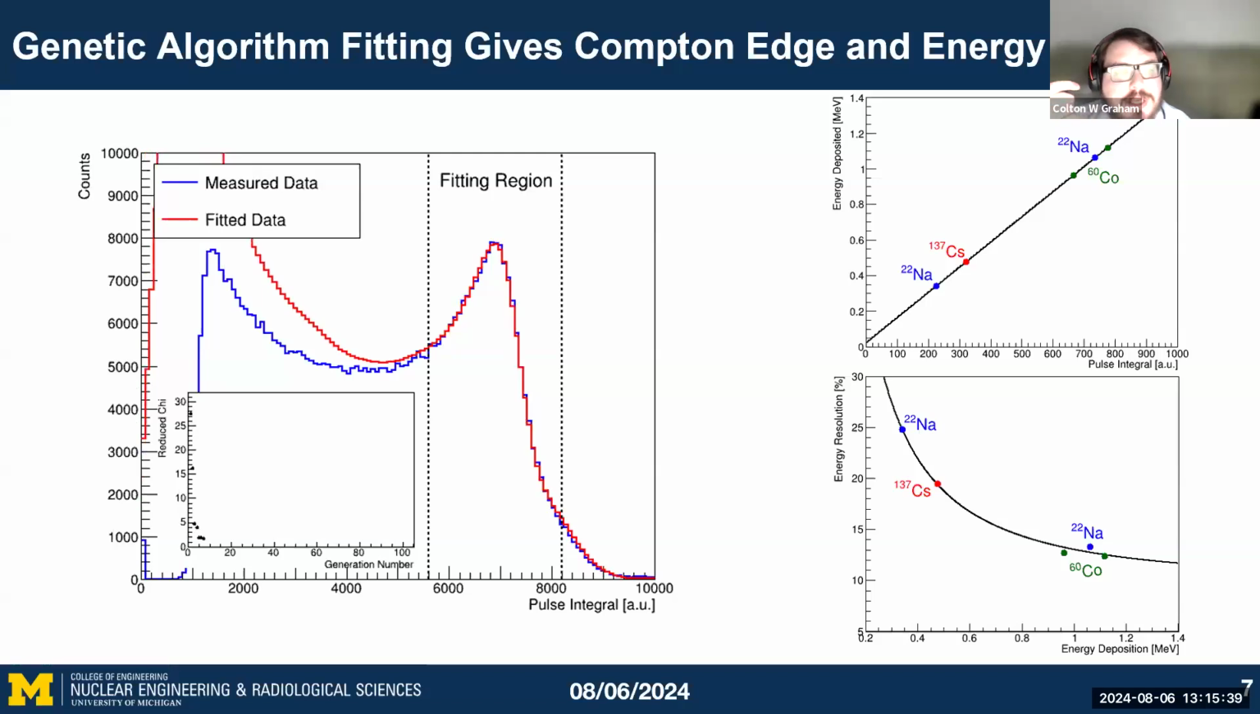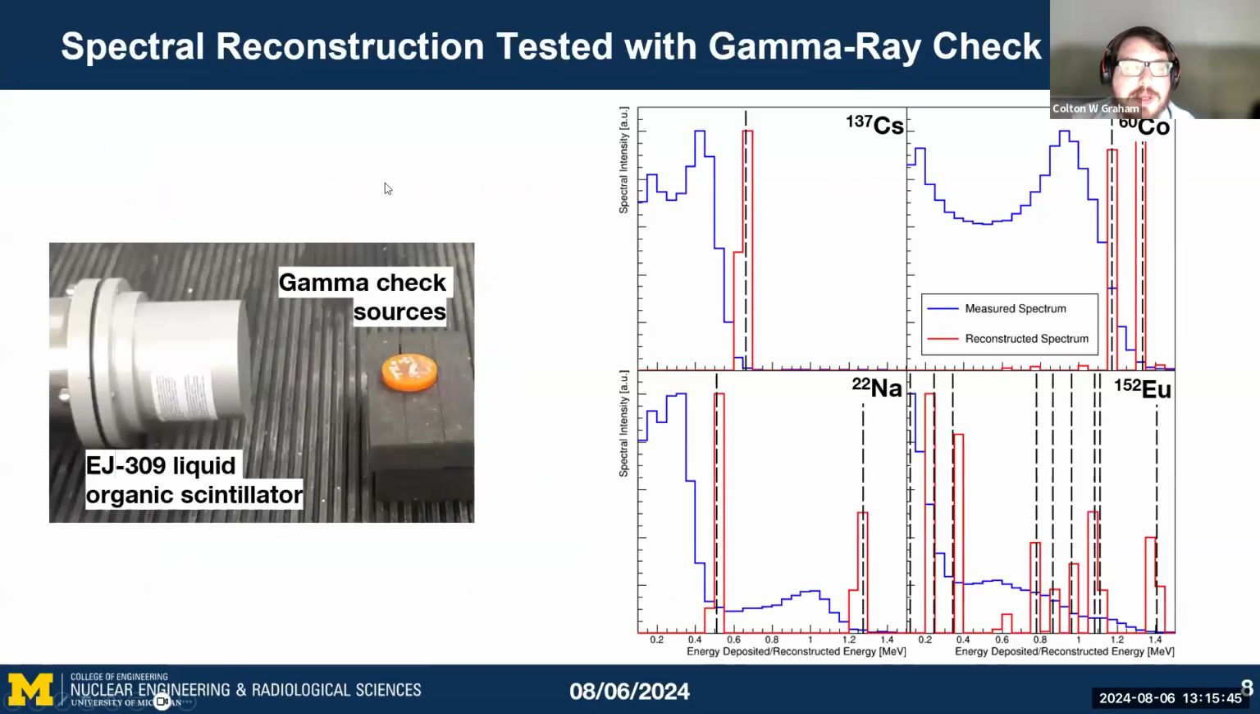Now, before diving into fast neutron active interrogation, we did some initial testing of MLEM-based spectral reconstruction with different gamma ray check sources, just using a small 2-inch by 2-inch cell of EJ309. We show that result on the right here, where for each of the gamma ray check sources tested, we show the measured light output spectrum in blue, and then show the reconstructed gamma ray spectrum in red, where the black dashed lines indicate the energies which we anticipate to observe, i.e. there ought to be some peak in the reconstructed spectrum at that energy.